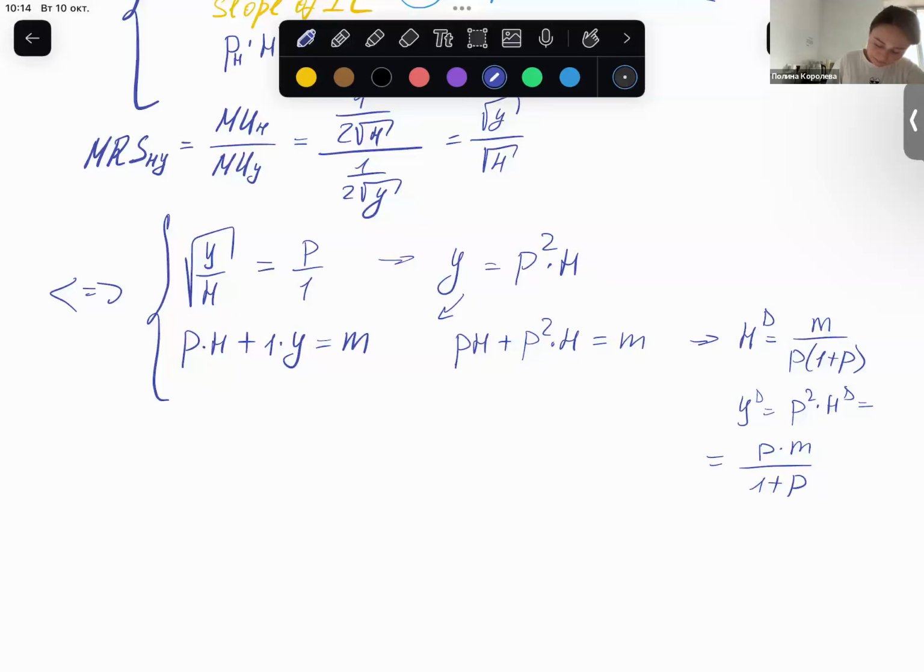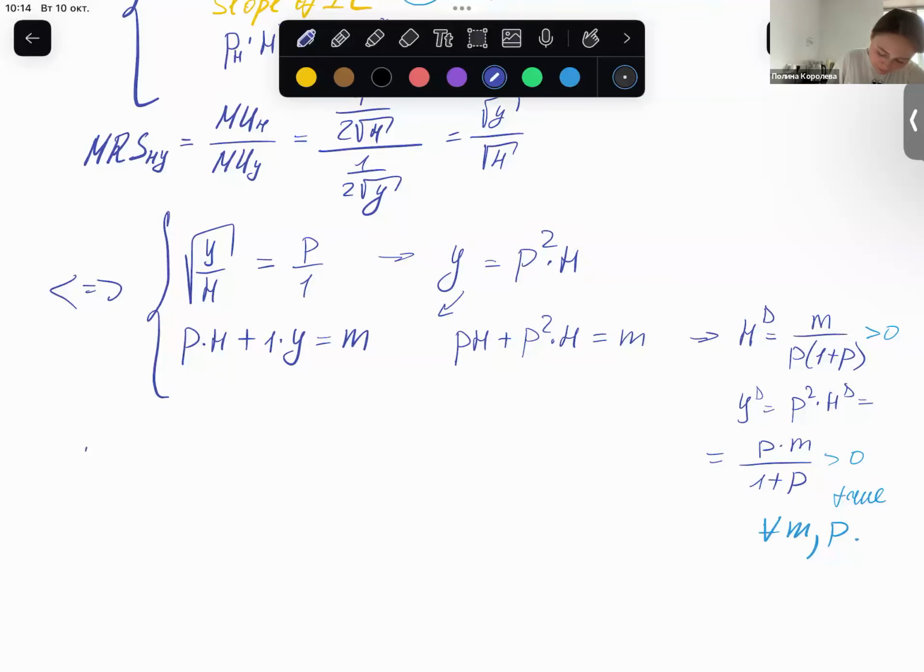Then also, because we considered interior solution, this should be positive, and this also should be positive. But that's true for all M and all P. So this is true for all monetary incomes and prices. But nevertheless, let us check corner solutions, because now I explained to you how to solve the utility maximization problem in general. So first, corner solution.